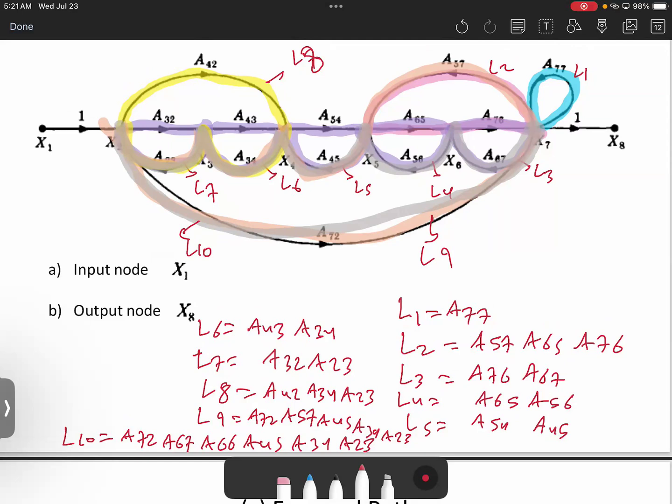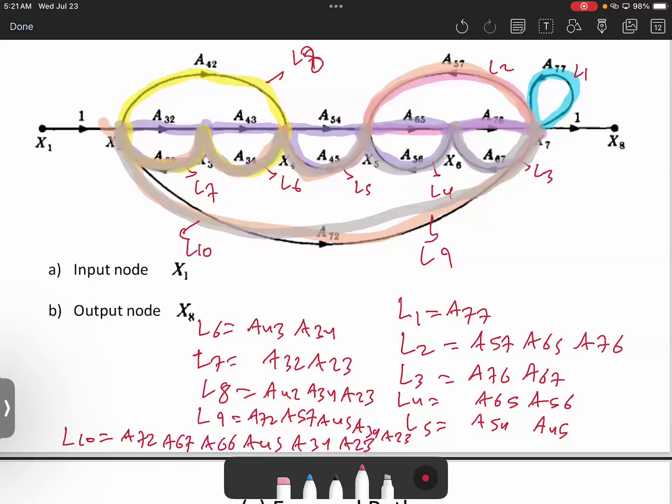Loop 1 and loop 3, loop 4, loop 5, loop 6, loop 7, all of them are non-touching to each other, right? I mean, there are many possibilities. We'll spend more than 1 hour to determine the touching and non-touching, but just as an observation, this one, this one, this one, all of them are non-touching to each other, right?